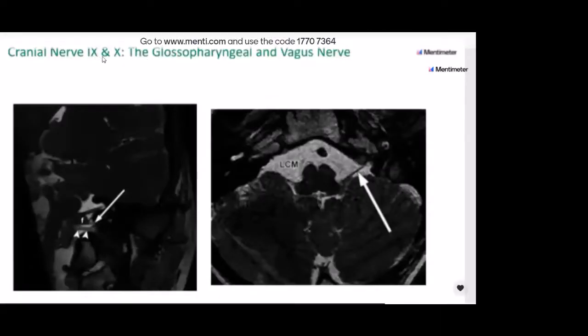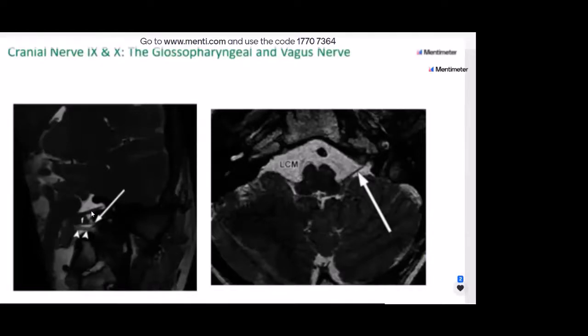I have joined the 9th and 10th cranial nerves, glossopharyngeal and vagus nerve, because both of them are at the lateral cerebellomedullary cistern, and both of them run in this cistern, but it's difficult to identify both of them on the axial plane. Which one is the glossopharyngeal, which one is the vagus? It's difficult to identify on the axial plane.